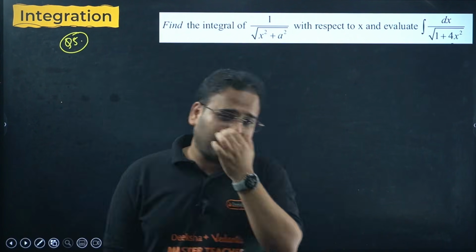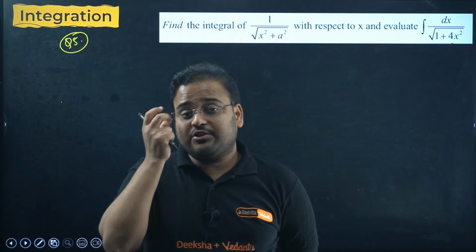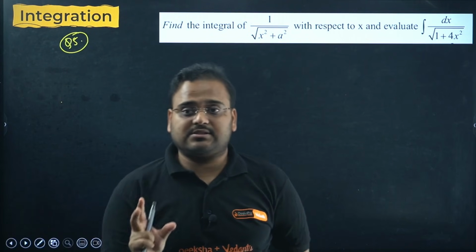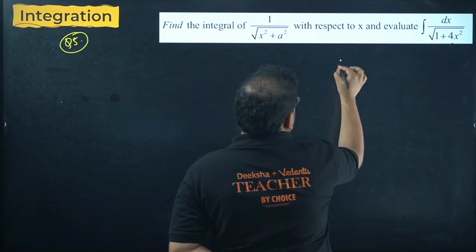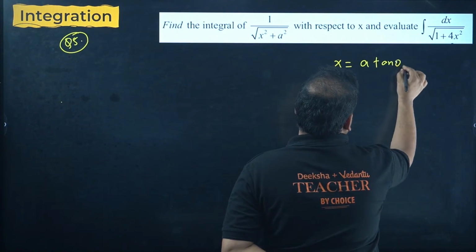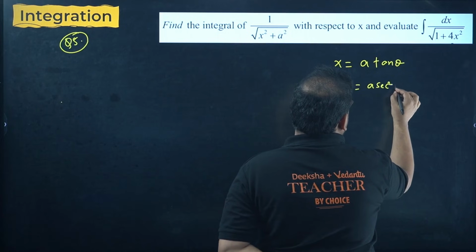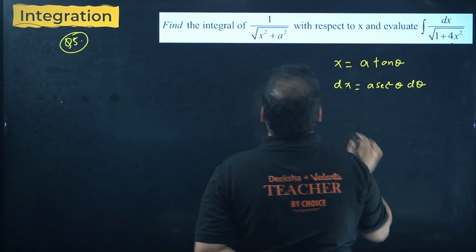It all depends upon, if you remember, I've given a list of substitutions in trigonometry in the cases of roots or fractions or rationals, whatever it is. So whenever you find x square plus a square in the root, you simply take x as a tan theta, differentiate, dx as a secant square theta d theta. Now you check the integration.